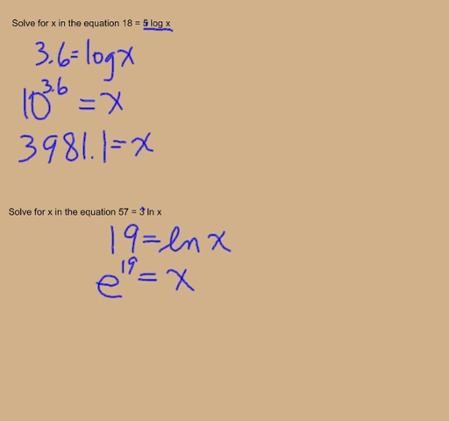All right, on my calculator, I'm going to work out e to the 19. So second function, ln, 19. And I'm getting a really big number, 178,482,301 equals x.